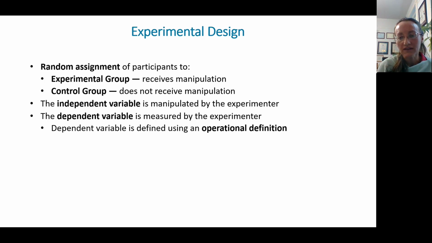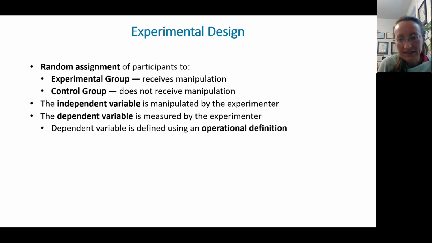So the only kind of research design that can establish causation is the experimental design. And there are controls that we need in order to do a good experiment, because just because we did an experiment doesn't mean we did it well. There's lots of ways for bias to creep into experiments.